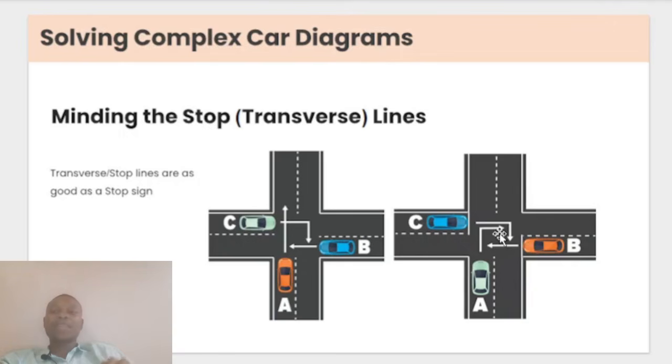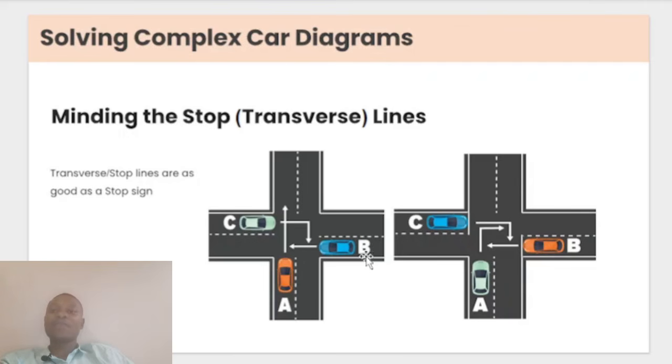But just for the sake of knowing what they are, stop lines are as good as a stop sign. Okay, so you can see that car C and car B are facing stop lines. So what are they supposed to do when they are facing a stop sign? They should stop and give the right of way to traffic from all sides. So it definitely means that car C and car B should go last. So our answer there, which car goes first, is going to be car A.